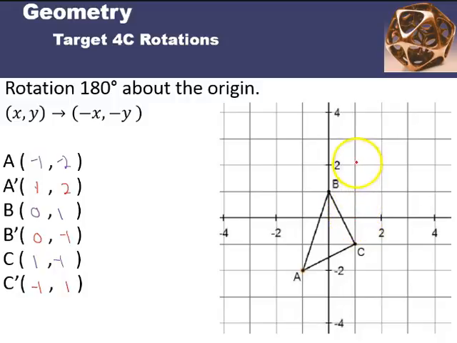So 1, 2 is A prime. 0, -1 is B prime. And then C prime is -1, 1. And then I'm going to connect the dots.